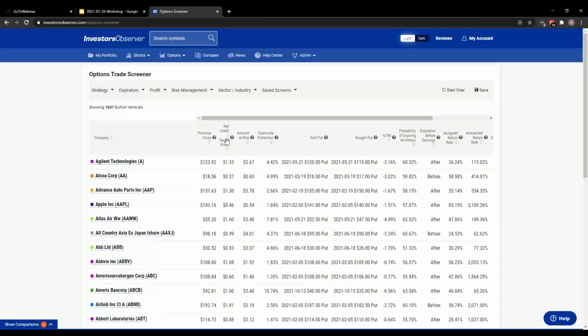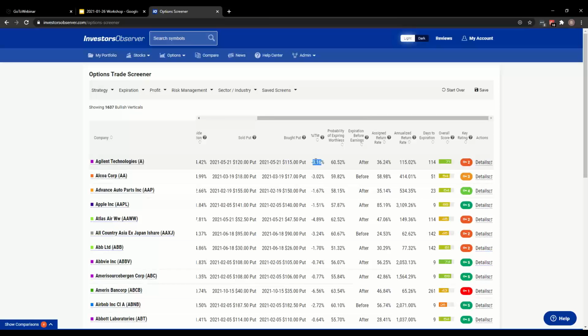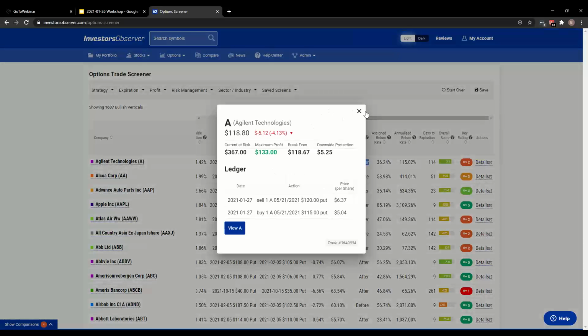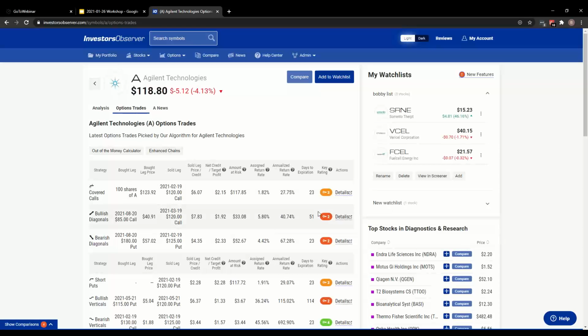Let's go through. Yeah, so we have these various columns here, right? Like previous close, credit, amount at risk, downside protection, what the individual options are, how far in the money it is. And this is a negative number for the credit spreads because they're actually out of the money. Probability of expiring worthless, whether or not the option expires before or after earnings, assigned and annualized return rates, days to expiration, overall score, key ratings, and then you can see more details here. You can also click through here and go to the stock page and see a little bit more about the option trades there.